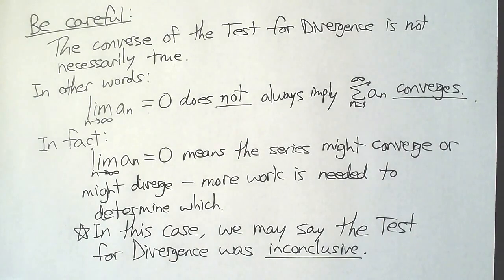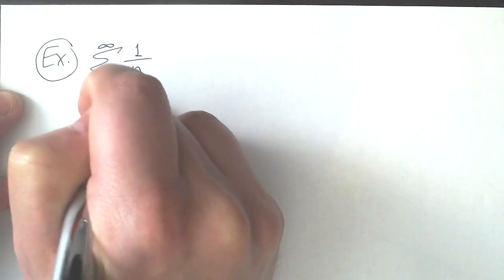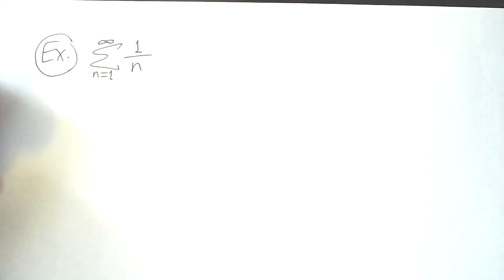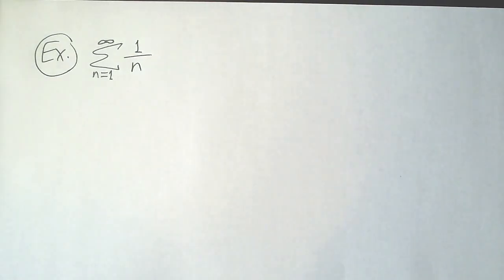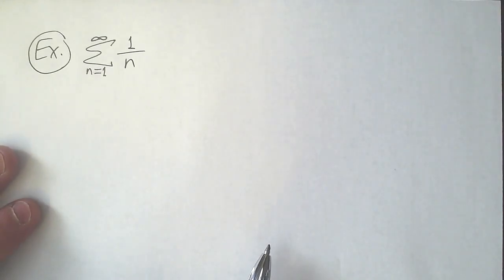All right, so let me get a fresh sheet of paper and show you another example. Let's consider this series, and we have sort of our usual question: does it converge or diverge? If it converges, then we want to find the sum, and either way, we want to justify our answer.